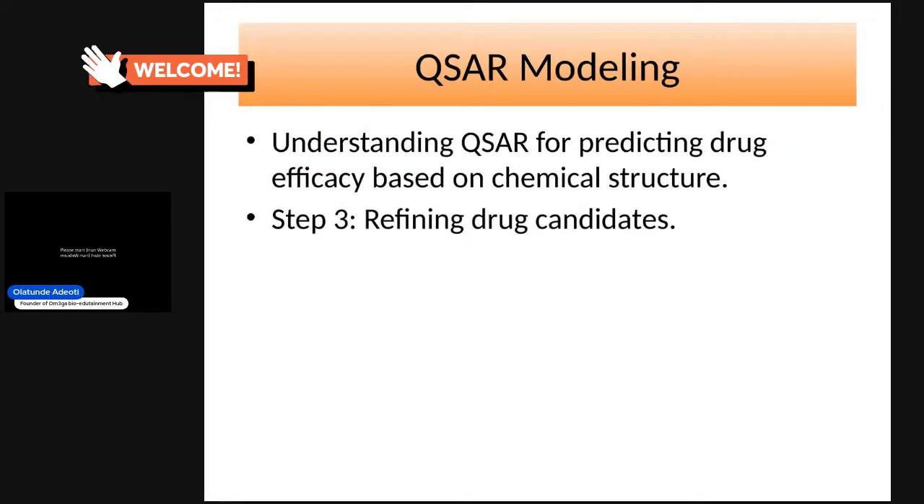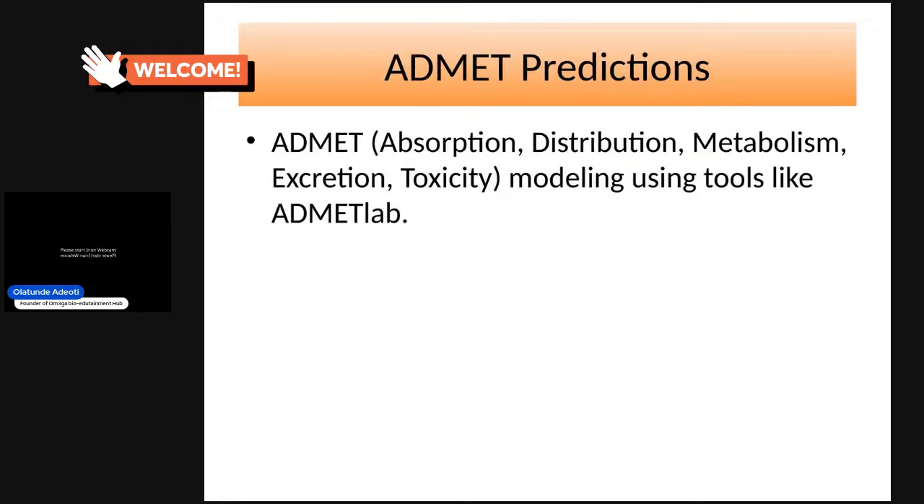Then we talk about QSAR modeling. All these are part of what we do for drug refining. So you still have to refine them. You need to get them in pure form. Then ADMET prediction, this is to measure their toxicity, absorption, distribution, metabolism.